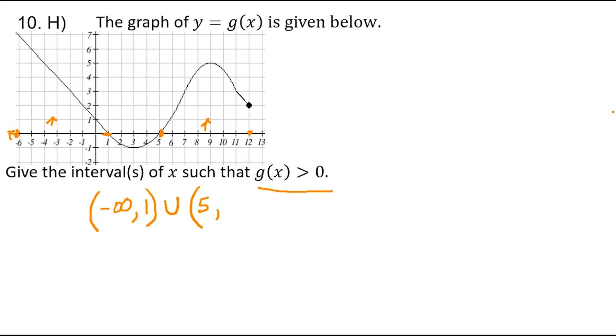Then also, let's see how far this goes. It goes up to 12. And now you see that when we get to 12, it's above the x-axis, and we have a value that is above 0, so we do want to include this x input of 12. All right. So this here, and there are no other x values outside of these two intervals that will yield g of x greater than 0.